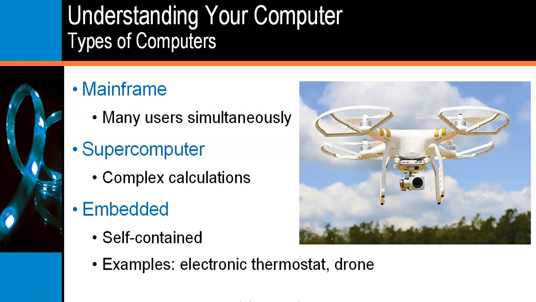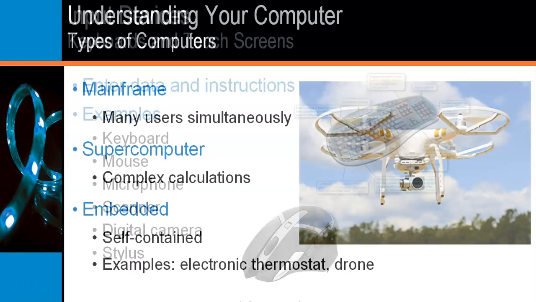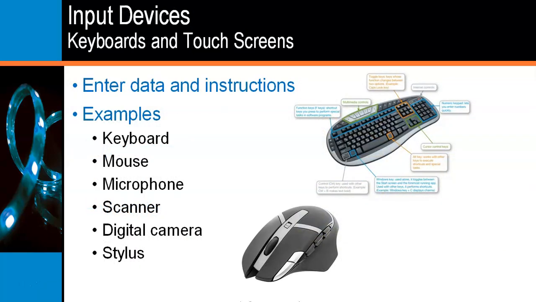Another type of computer is an embedded computer, which are self-contained little microcomputers, like you'd find in a house electric thermostat, or possibly in a drone, or the toy cars that we used to drive around as kids with a remote-controlled car, or possibly a garage door opener, or whatever. All examples of embedded computers.